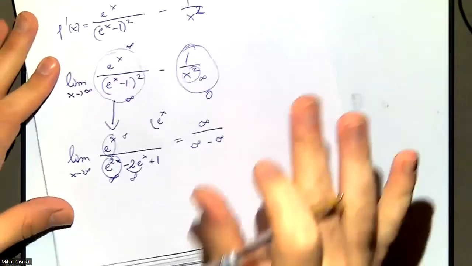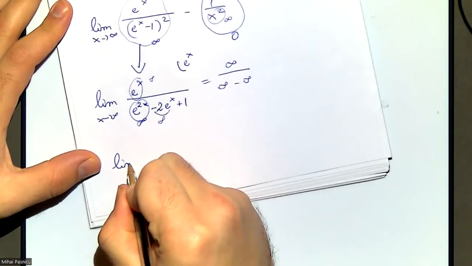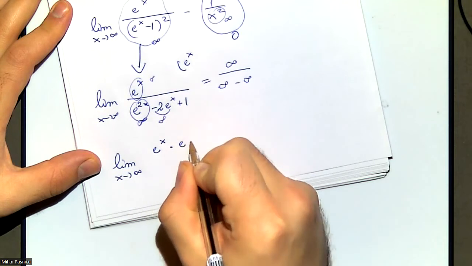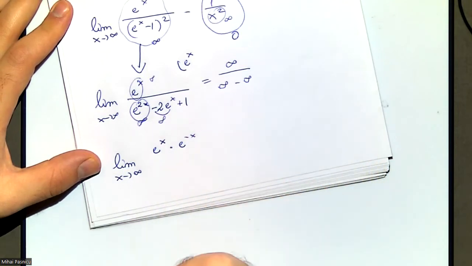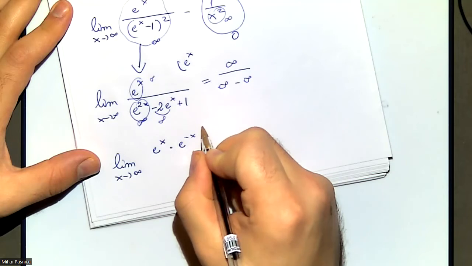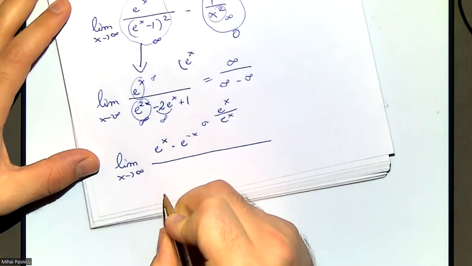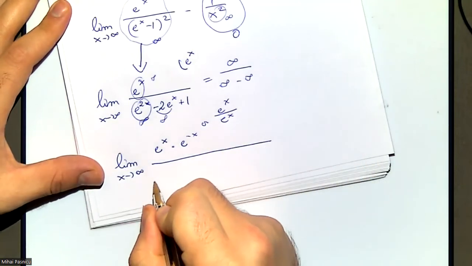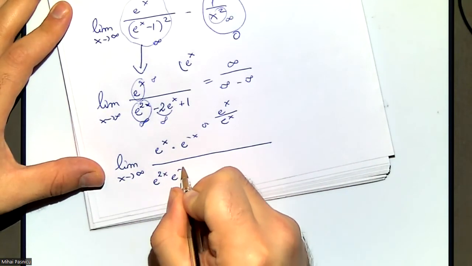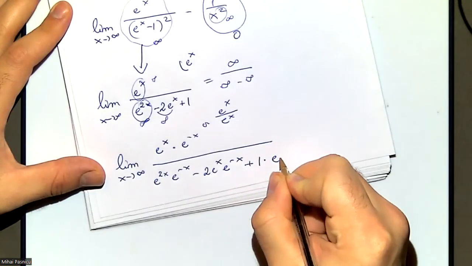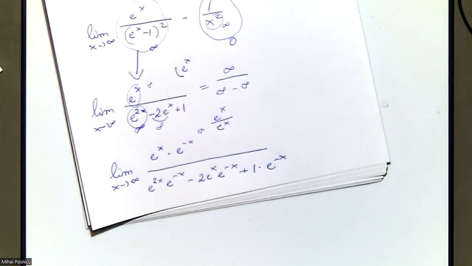So let's see. If I divide my whole fraction by e^x, I'm going to get the limit as x goes to infinity of e^x times e^(-x), or is this e^x over e^x? Which one you want to use, I don't care. It doesn't matter. I'm going to use minus x because it just looks cleaner. Over e^(2x) minus 2e^x plus 1 times e^(-x). I just multiplied the entire fraction by e^(-x).